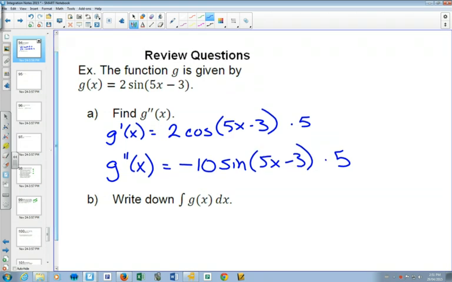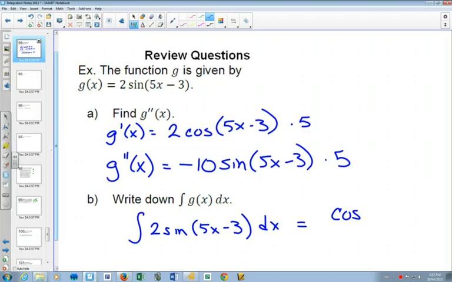If we had to integrate g of x, it would be the integral of 2 sine 5x minus 3 dx. Working backwards, it would be a cos, but since the derivative of cos is negative sine, working backwards, this one's going to be negative cos 5x minus 3. And a chain rule would have us multiply by 5. So we have to divide by 5 and plus c.